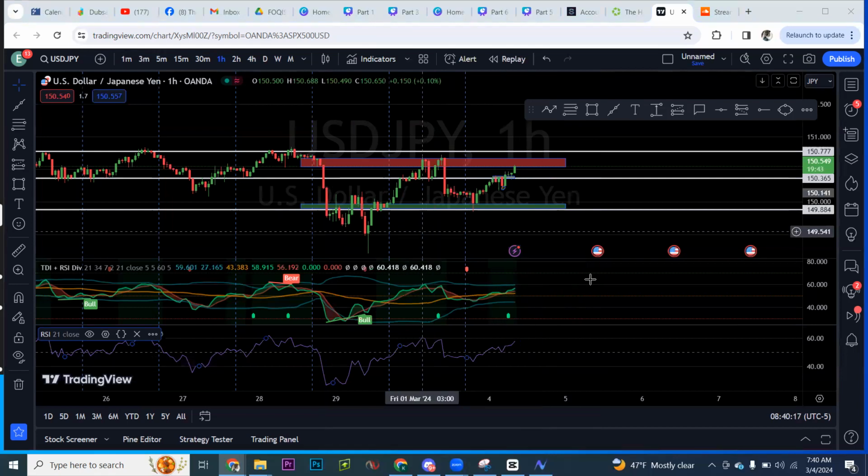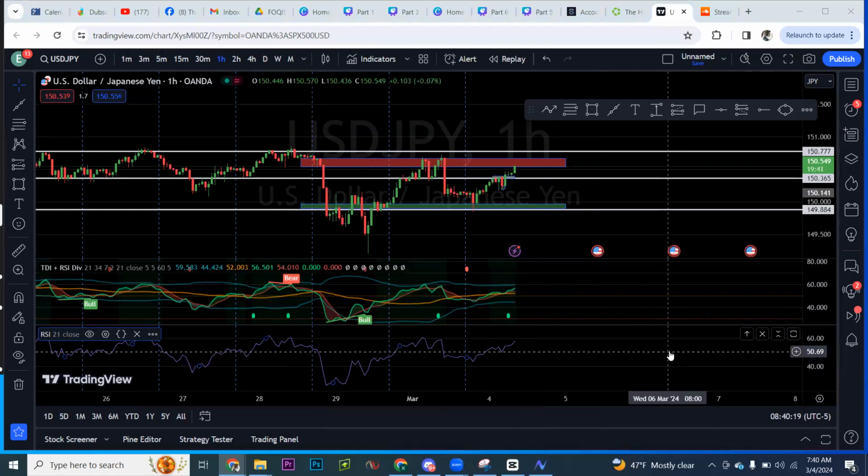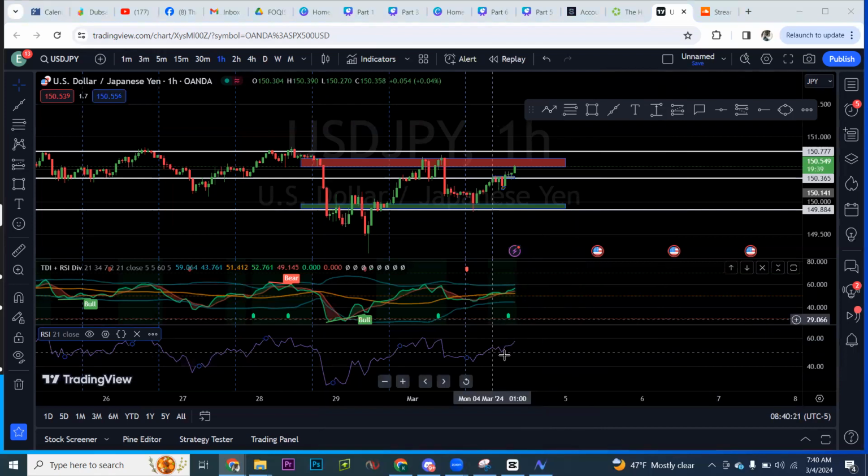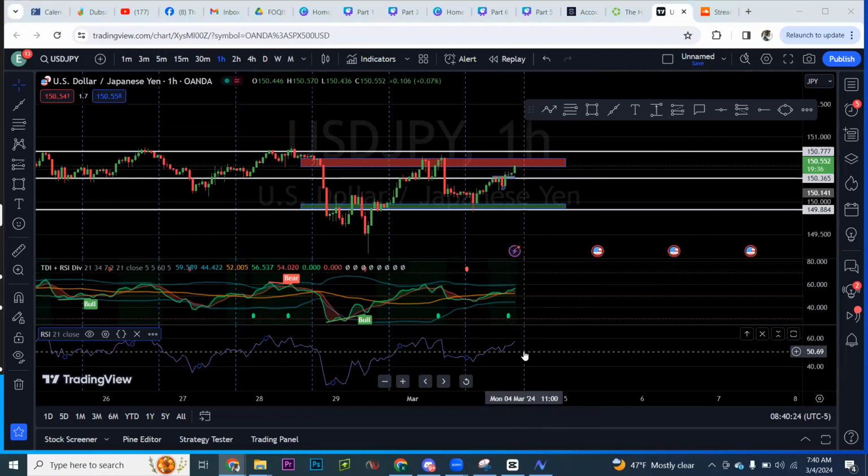So here, this little dashed area is a 50 area. Right now on this 1 hour time frame, we're above the 50, so we're in buy territory. Based on a 1 hour time frame, it's still look for buys.